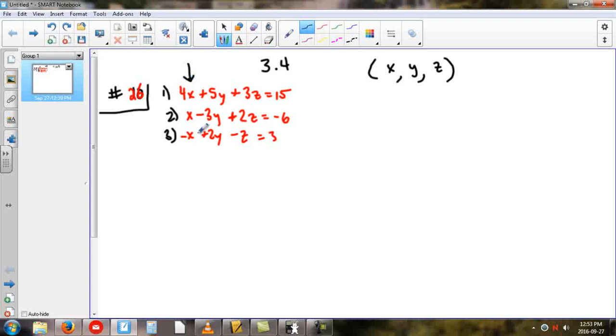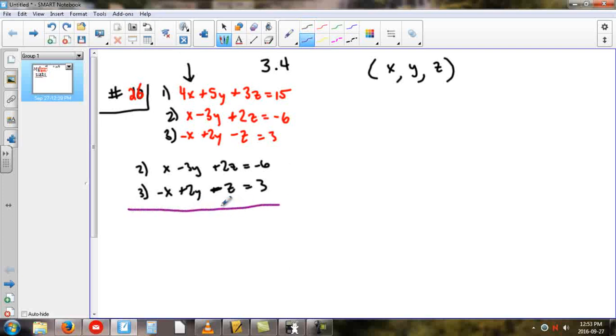Now I can pick any 2 equations I want. I can pick the first and the last, or the first and the second, or the second and the last. It doesn't matter. Right now it looks really nice with 2 and 3, so that's what I'm going to do first. I'm going to write down equation 2 and equation 3, which is x minus 3y plus 2z equals negative 6. And equation 3 is negative x plus 2y minus z equals 3. Be careful that your z's don't end up looking like 2's. That can cause you some grief.